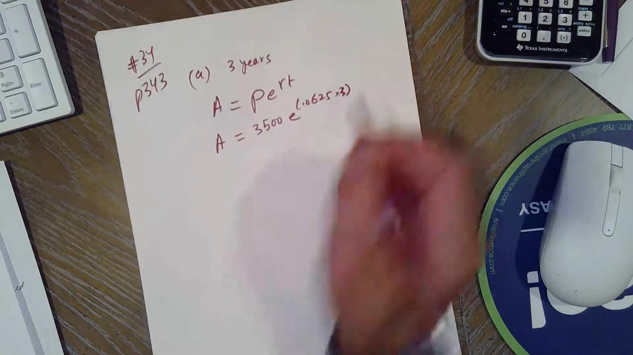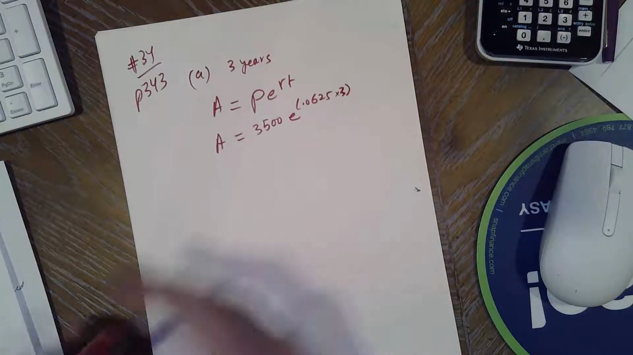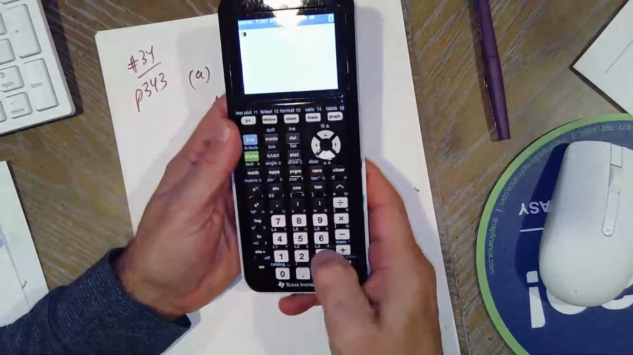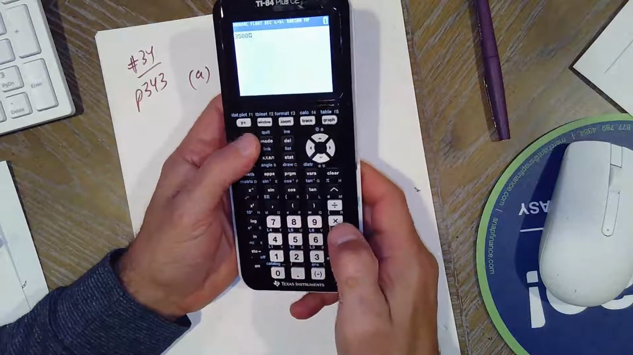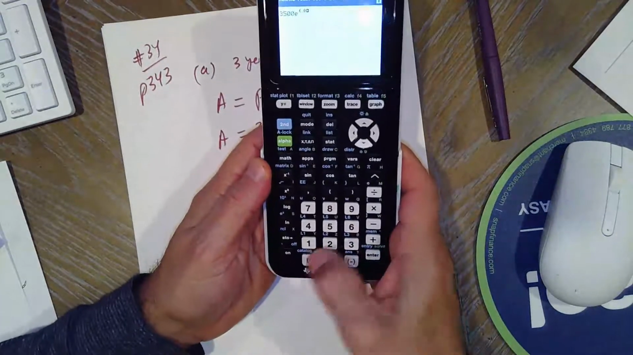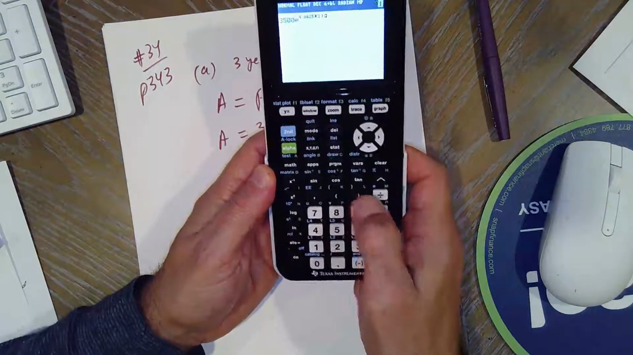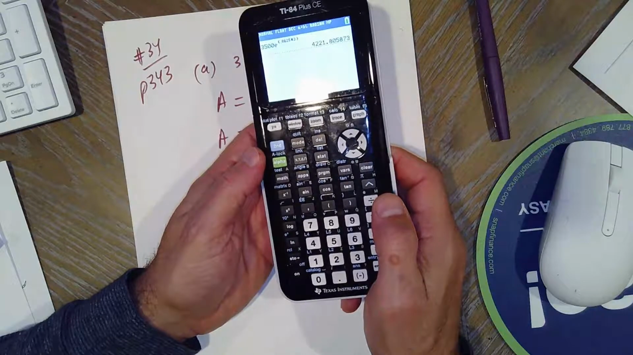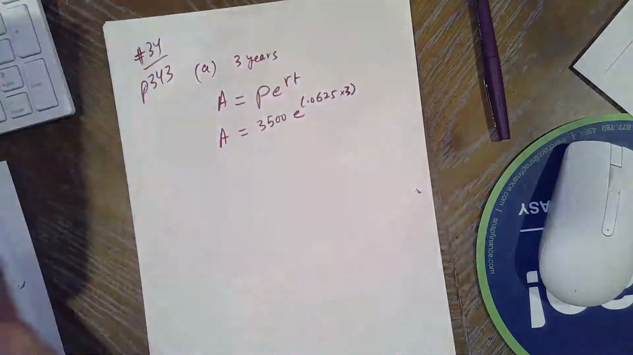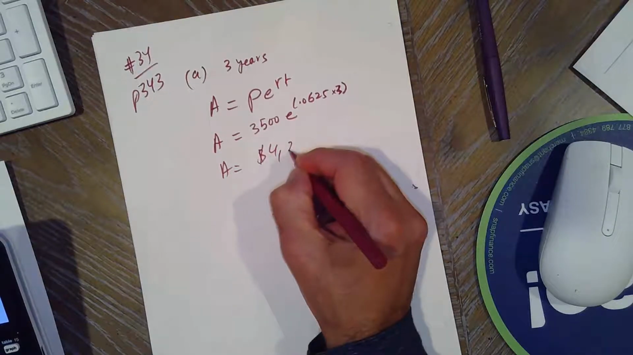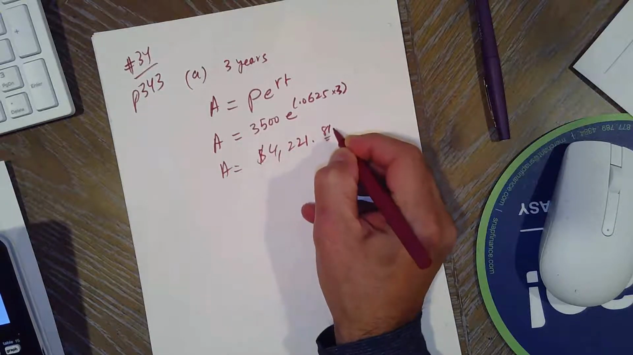So I'm going to put that in my calculator the way it is. 3,500 e to the power 0.0625 times 3, right parenthesis, and that would be $4,221.81.